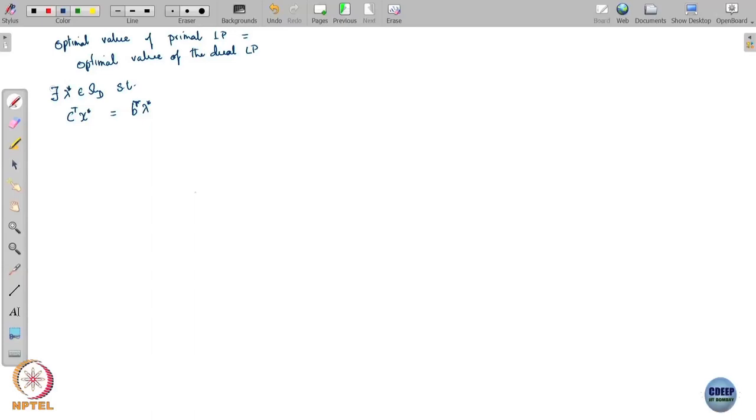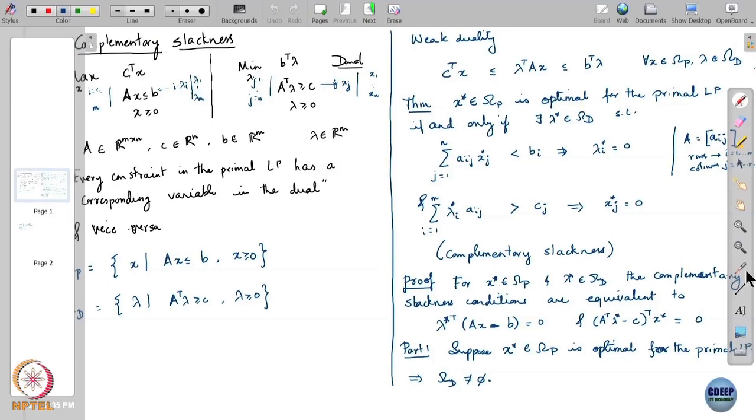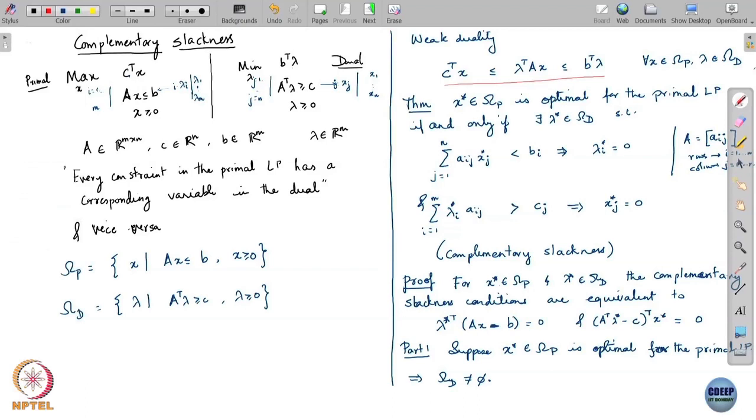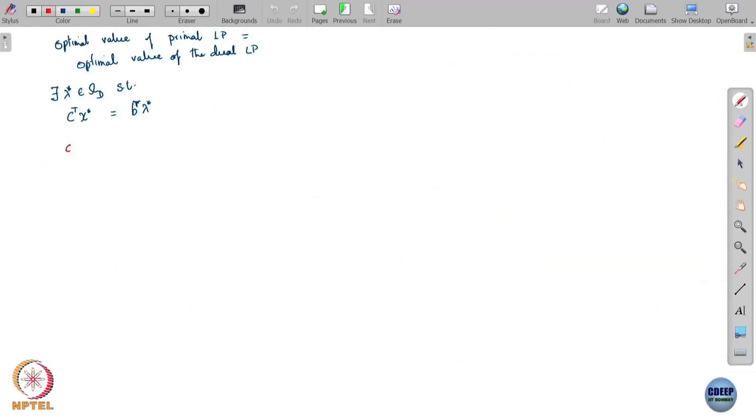All right. Now, compare this strong duality statement with the weak duality statement, which is written here. This weak duality statement, remember, was for all x in omega p and all lambda in omega d. So, by taking x as x star and lambda as lambda star, we get that c transpose x star is equal to lambda transpose A x star is equal to b transpose lambda star, by combining with weak duality.